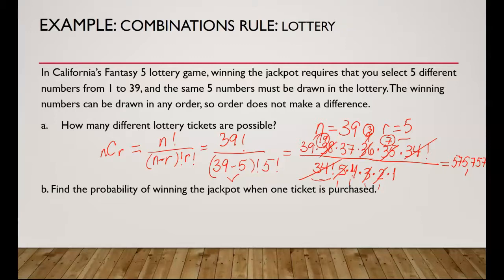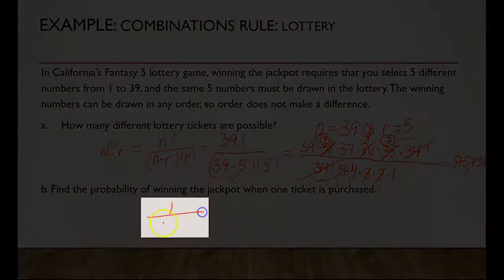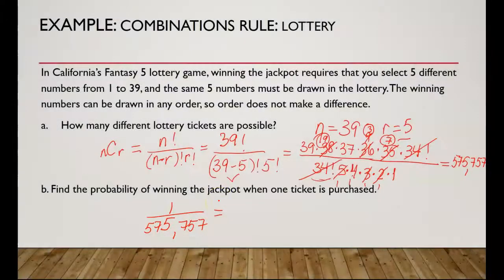Now, let's find the probability of winning the jackpot when 1 ticket is purchased. Remember in class, I asked you, what is the probability of winning a lottery? Now you can tell exactly what is the probability of winning a lottery that has 39 numbers and 5 of the numbers are the winning numbers. It equals 1 over 575,757.